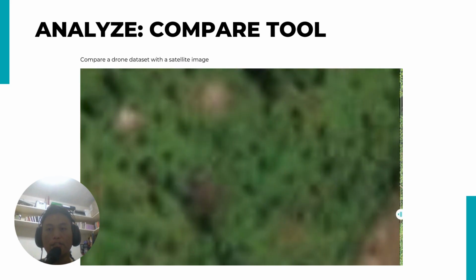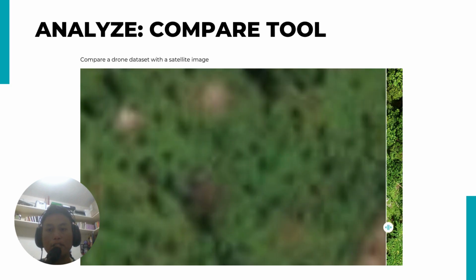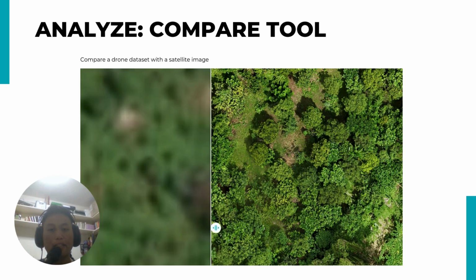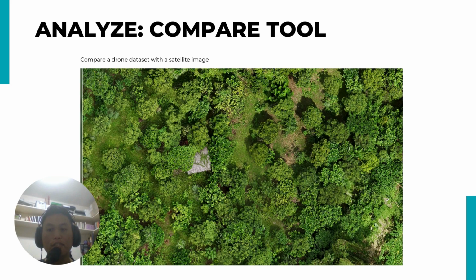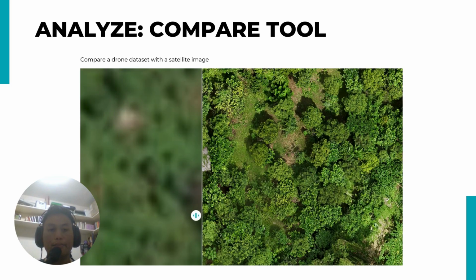For analysis, we can use the compare tool in two ways. First, in this example, we are comparing a drone dataset with a satellite image base map. By swiping, we can see the difference between the resolution of the two images and the spatio-temporal changes that occurred.